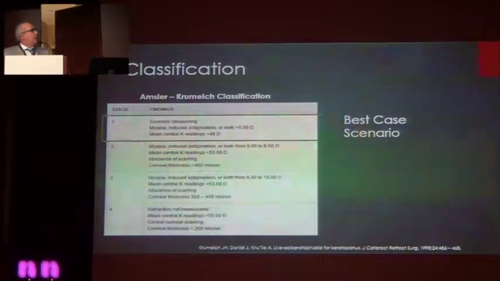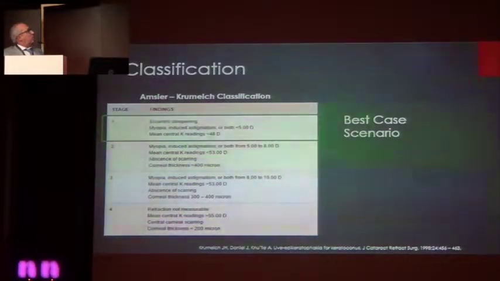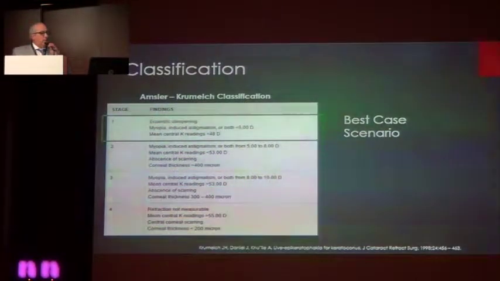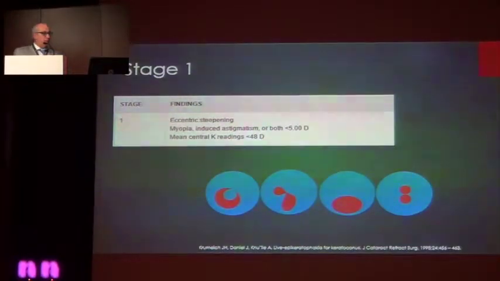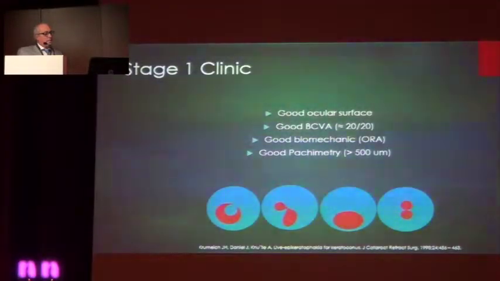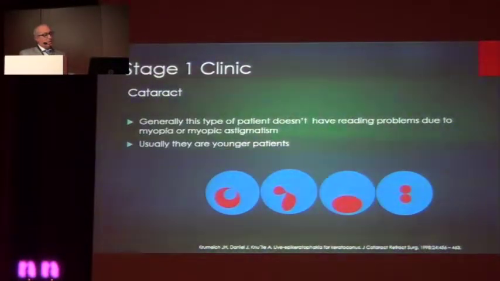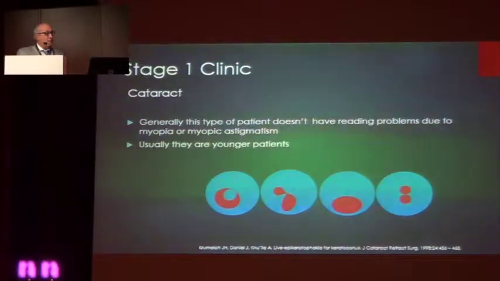Keratoconus and presbyopia. The keratoconus classification of Ambler: the first stage is the best-case scenario for patients. These patients have good ocular surface, good best-corrected visual acuity, good biomechanics findings, and good tomography. If this type of patient has cataract, generally they don't have refractive problems due to myopia or myopic astigmatism. Usually, they are younger patients.